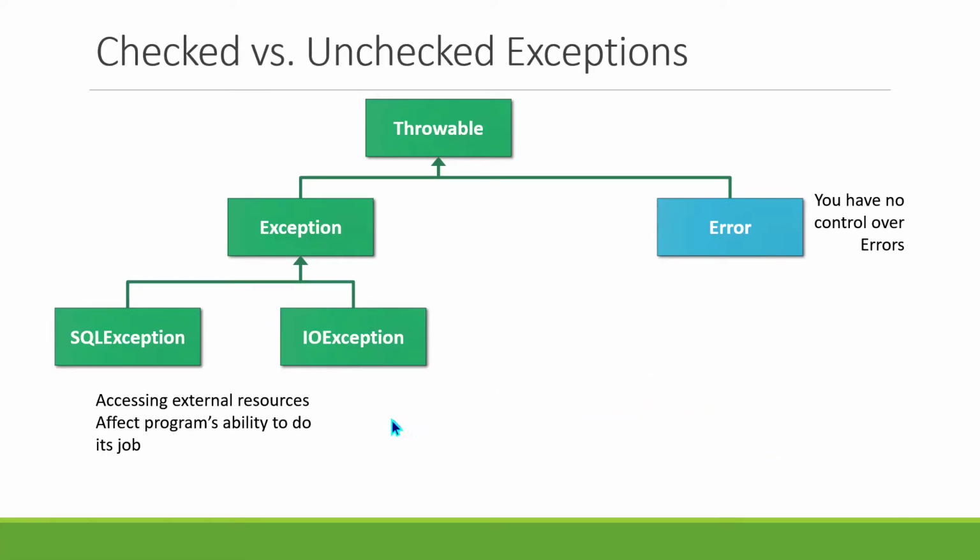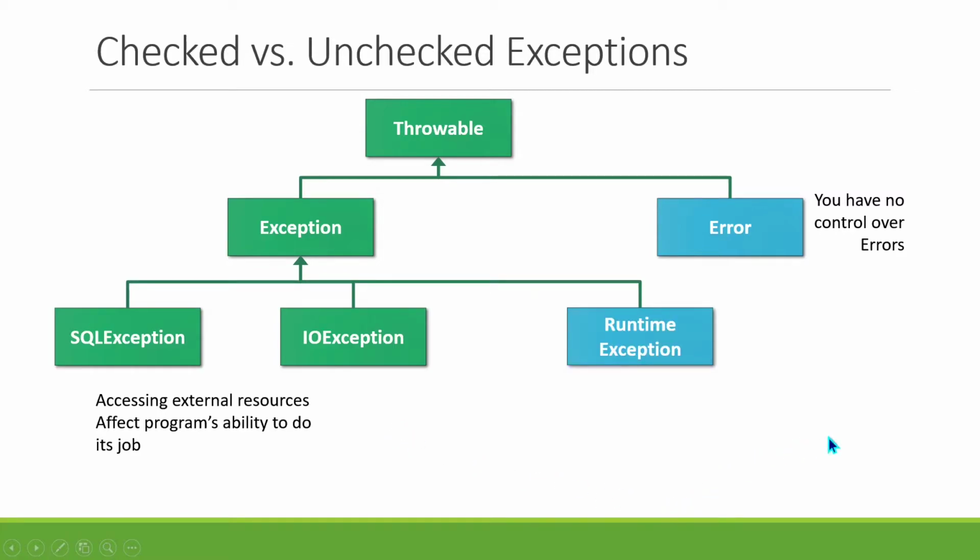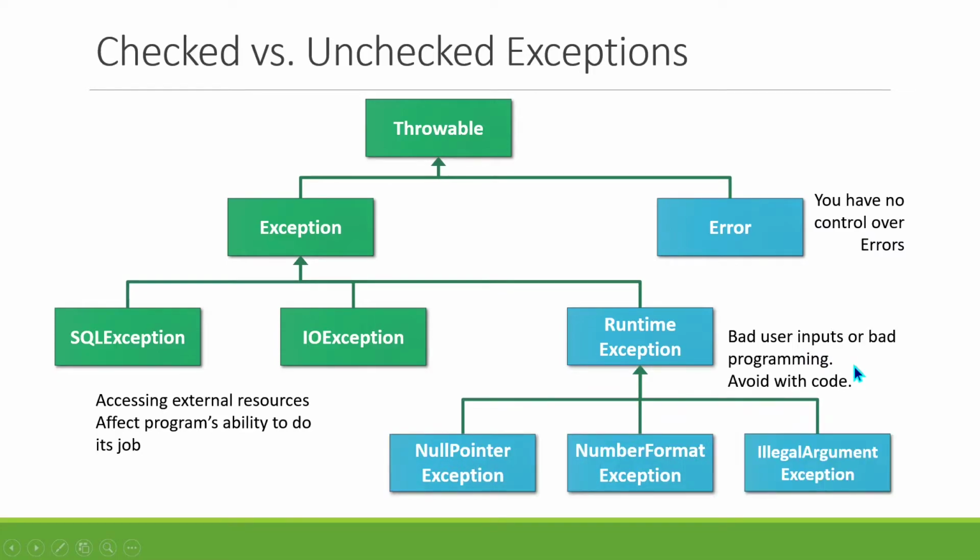Now, one of the other children of the Exception class is the RuntimeException class. And you'll notice it's in blue. It's in the same color as the Error class because these are kind of related, not physically related, but they're similar. The RuntimeException class is different from all of the other exception classes that are a child of Exception. RuntimeException and its children generally have to do with errors that occur from bad user inputs or bad programming, and you're actually not supposed to try-catch anything that is a RuntimeException or a child of RuntimeException, because these are things you should be able to avoid with code.